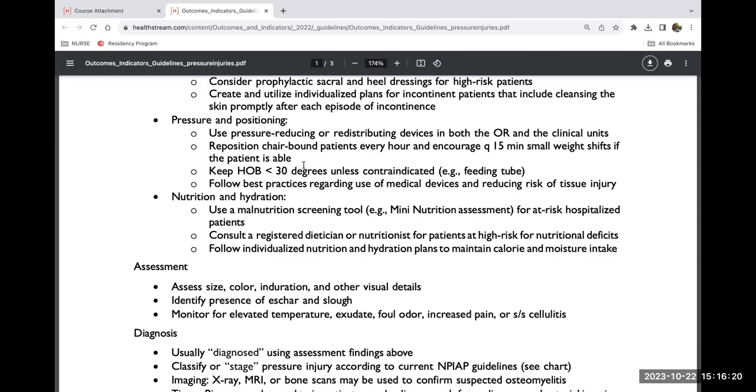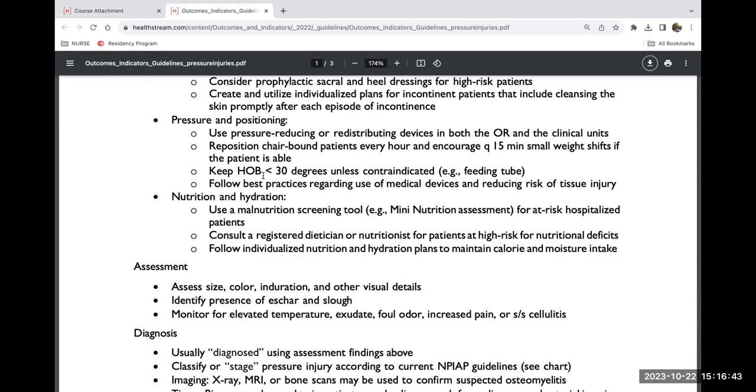Pressure and positioning. Use pressure reducing or redistributing devices in both the OR and the clinical units. Reposition chair-bound patients every hour and encourage small weight shifts every 15 minutes if the patient is able.